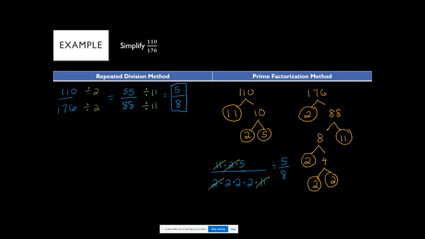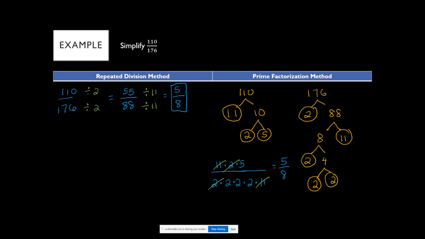So in this case, it's a little more work to do prime factorization. I might have been inclined to start with the prime factorization in this case just because 176 is pretty large, and I would assume lots of numbers go into it. And I would have looked at this and thought, okay, this is not going to take me 2 steps. It will take me more steps.